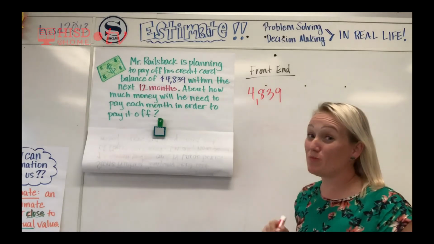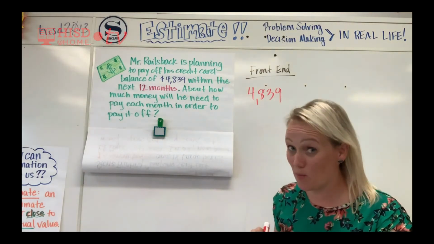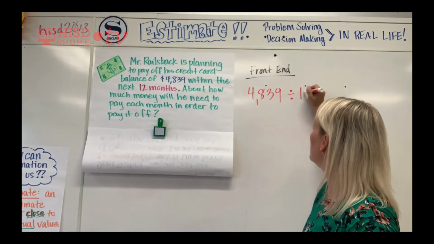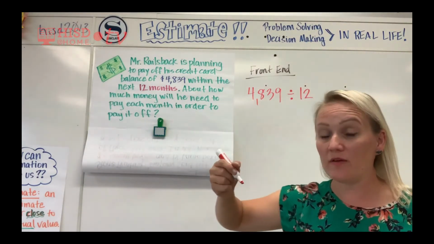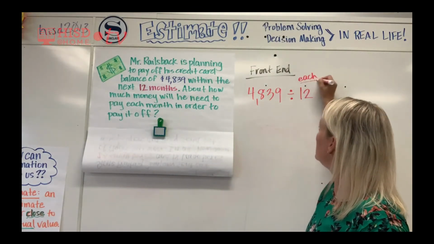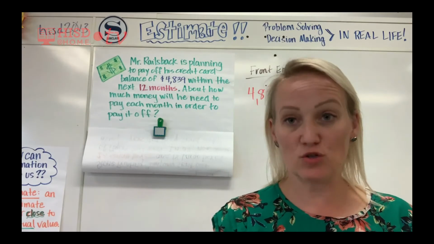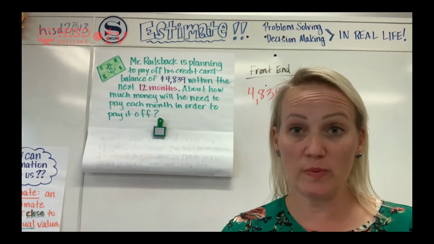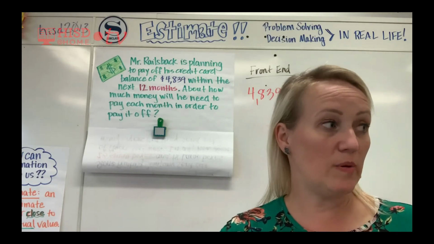4,839 is how much money he has that he owes someone, and he wants to pay it off divided by 12 months. Each month, I'm gonna write each under here. Each month, he's gonna pay money. So each of the 12 months, month 1, month 2. So he's trying to figure out how much he should pay every month so he can pay this off.